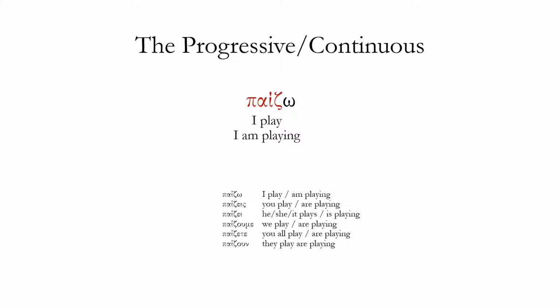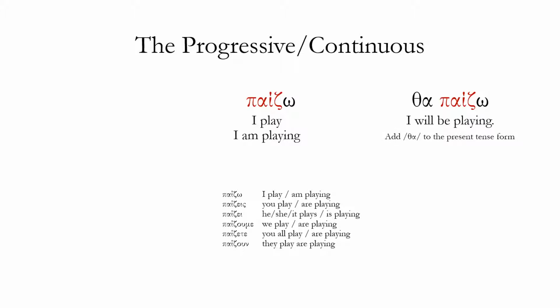Now, if we want to make the future progressive, the future ing, this is all we're going to do. Θα παίζω. And you'll notice that παίζ is still the same. I will be playing. So we're talking about at some point in the future what we will be doing. We'll be in the process of doing something. At 8 o'clock, I'll be eating dinner. At 4 o'clock, I think I will be sleeping. We don't know if I'm going to finish these things. We're just talking about what's going to happen at that one time.